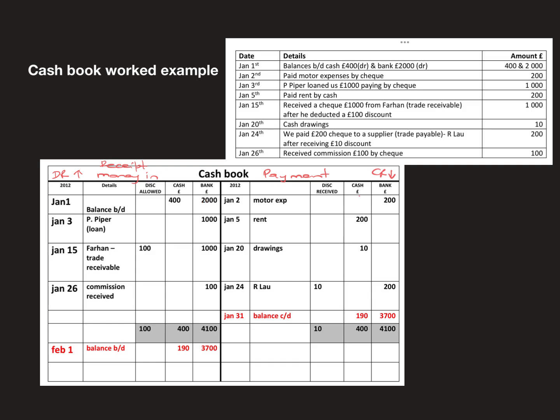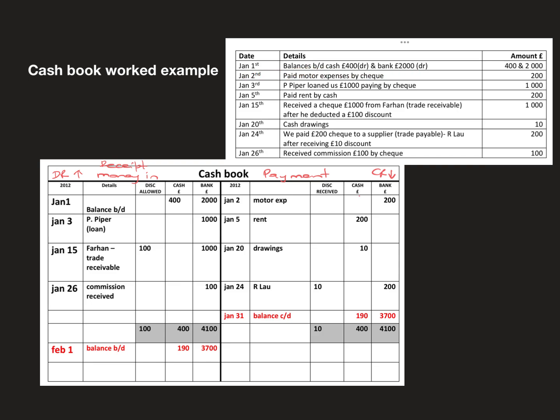So let us start going through these transactions to see how the cash book is prepared. The first transaction, January the 1st, balances brought down: cash 400, which is on the debit, and bank 2,000, which is also on the debit. What this is saying is that these are transactions coming from the previous accounting period. As the date is the 1st of January, this would suggest that these are coming from December 31st of the previous year.